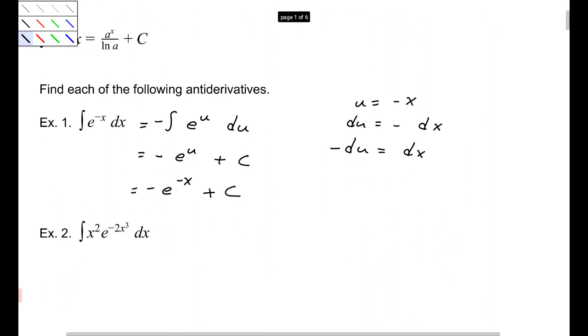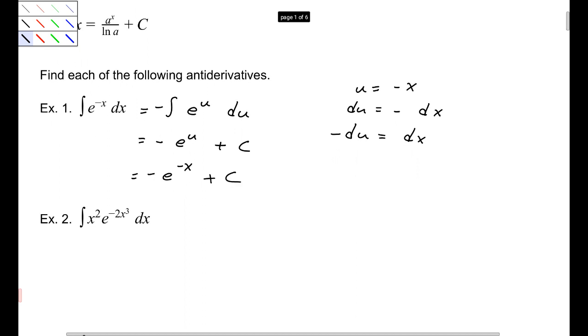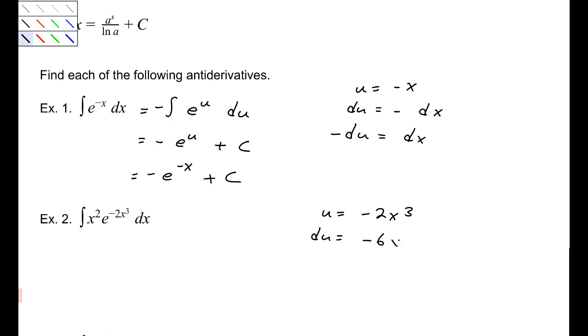All right, number 2. The easy choice for u here is still negative 2x cubed. So the derivative of that, du, is negative 6x squared dx. Don't forget that. Now we're actually trying to replace an x squared, so we will rearrange this by dividing by negative 6 to be negative 1/6 du equals x squared dx.